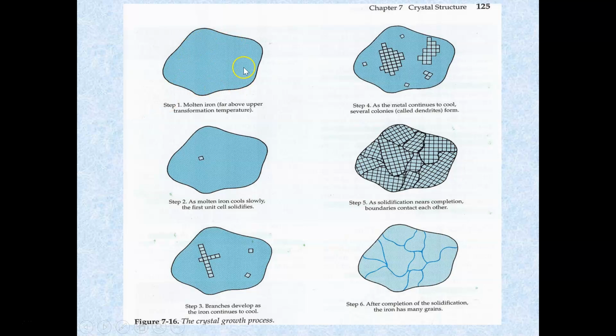Here's your molten iron, so it's far above the transformation temperature. As it starts to cool, you see your first unit cells start to form, and then the branches develop as the iron cools. They start forming into geometric shapes. And then it continues to cool. Several colonies, which are called dendrites, form. And as the solidification nears completion, the boundaries start to contact each other. And after it's totally cooled off, the iron has many grains.